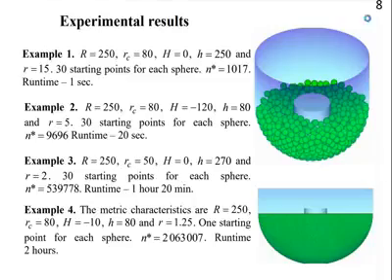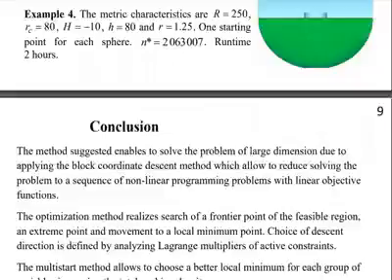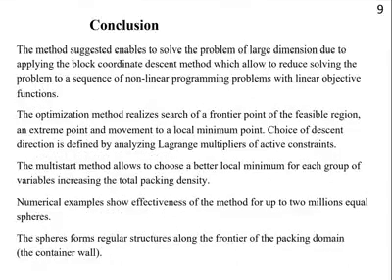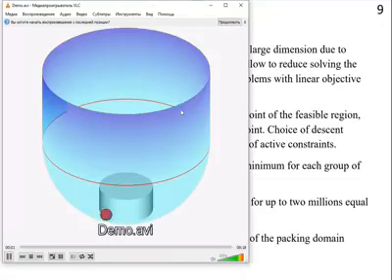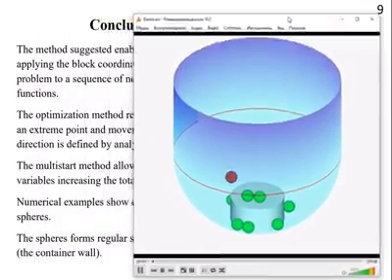Conclusion. The problem of packing equal spheres into a bounded container is considered. The method suggested allows solving the problem of large dimension, due to applying the block coordinate descent method, which allows reducing the problem to a sequence of nonlinear programming problems. The optimization method realizes search of a frontier point of the feasible region, then an extreme point, and step-by-step movement to a local minimum point.